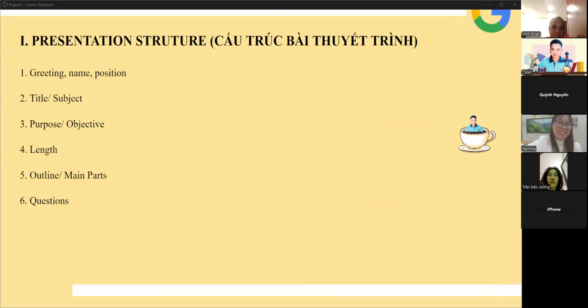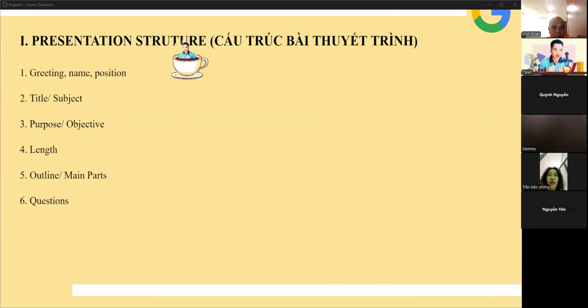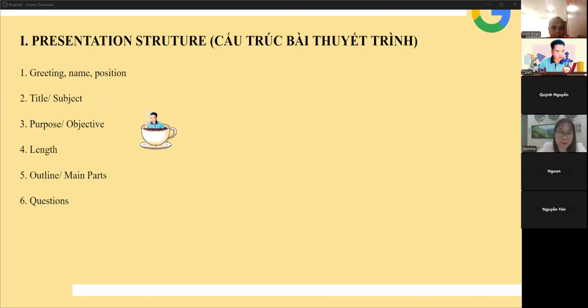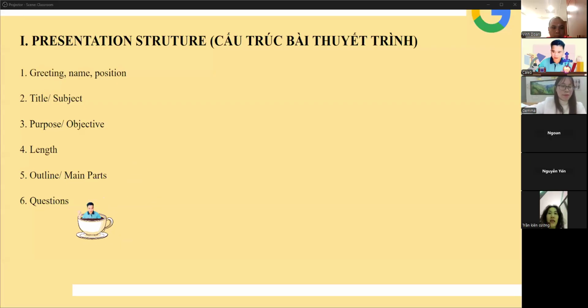Okay, so our presentation structure. Don't mind the spelling, it's supposed to be structure. In our presentation, we are going to tell our names, our position, then the title of our presentation or the subject. We're also going to have the purpose and the objective, the length, the outline or main parts, and after that are the questions. So this is our presentation structure. You can see the meaning of the Vietnamese word here on top, so we know what comes first and what comes last. This is something you can take note of.